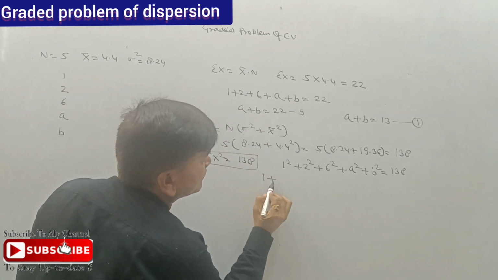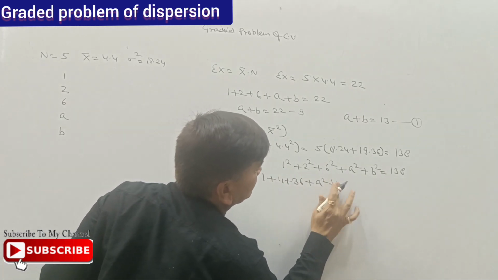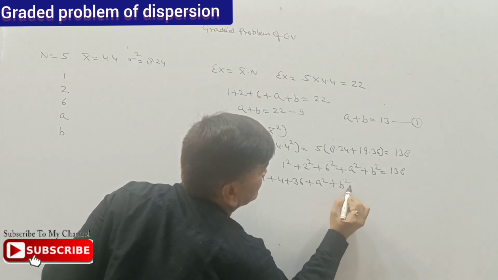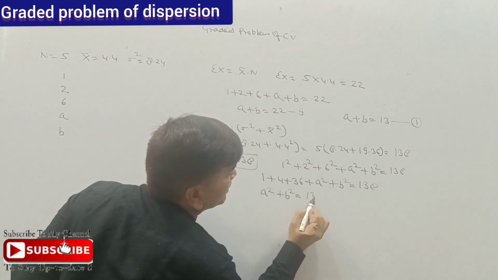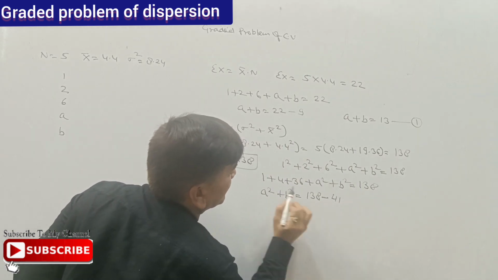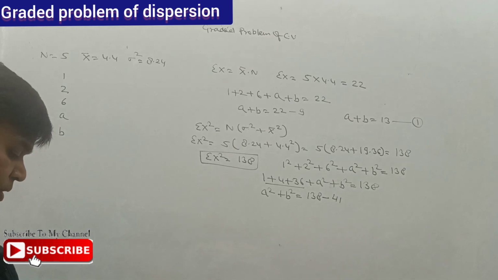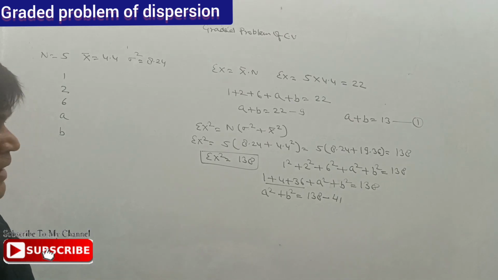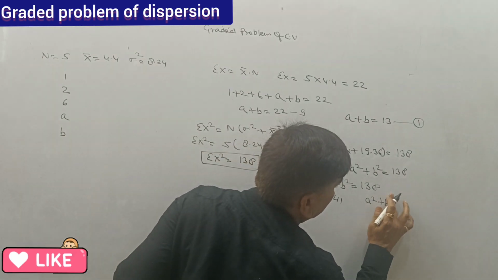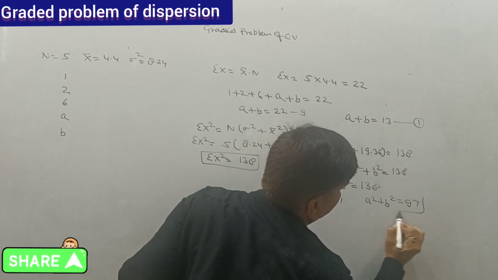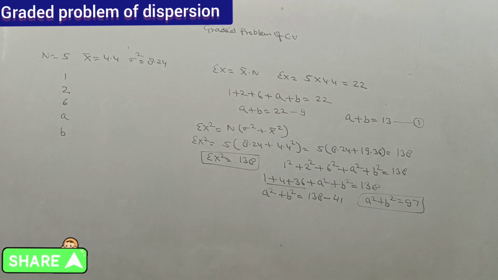So 1 plus 4 plus 36 plus a square plus b square is 138. So a square plus b square is equal to 138 minus 41. That is 97. So a square plus b square is equal to 97. We have calculated this.